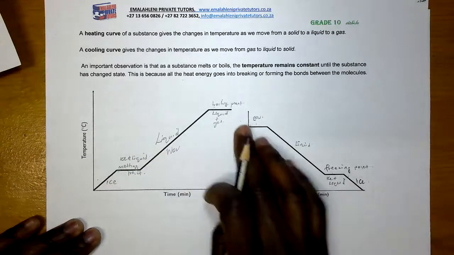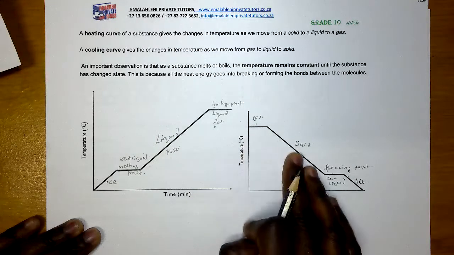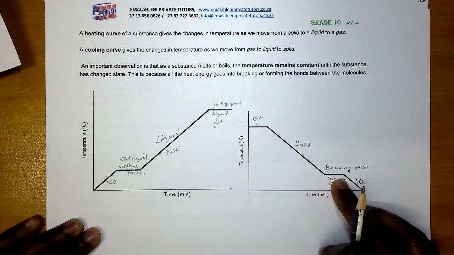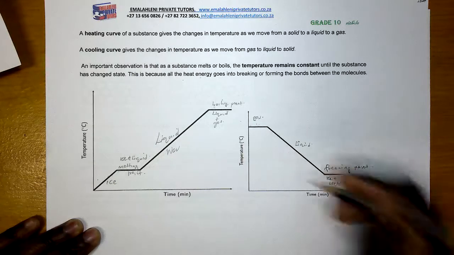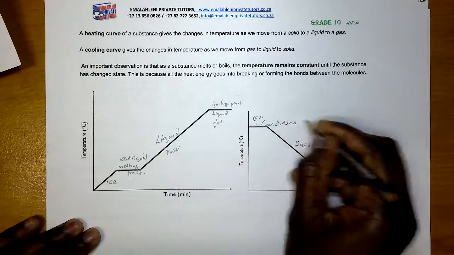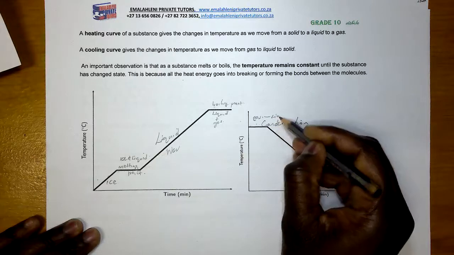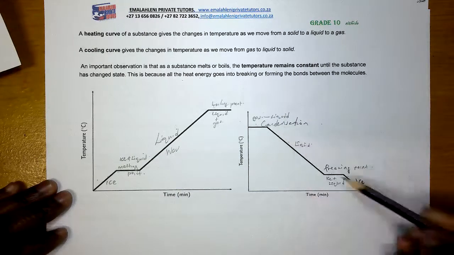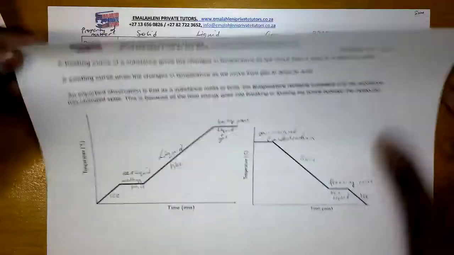Then here we start from the gas phase. We cool it, and when we cool it, we form the liquid, and it goes to the freezing point. So here we can label it condensation. We are returning a gas to liquid. So we must understand this very well. Condensation, and here we have our freezing point. Now, let's go to the next point.